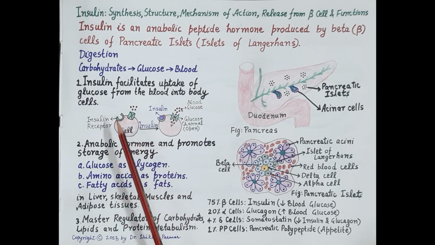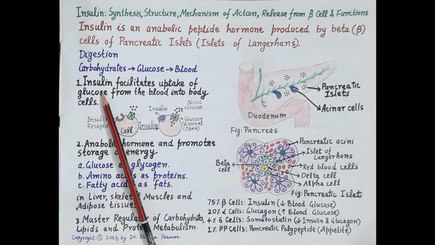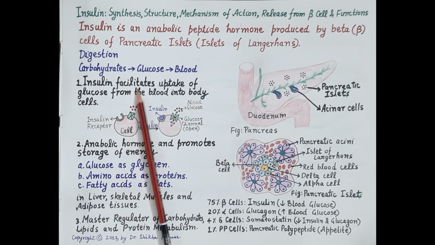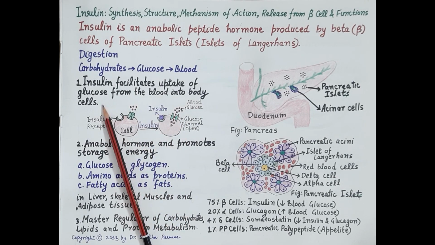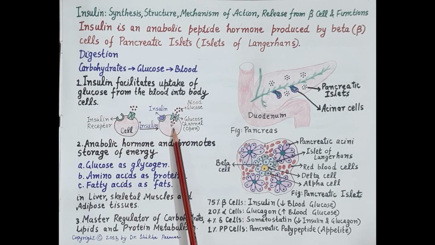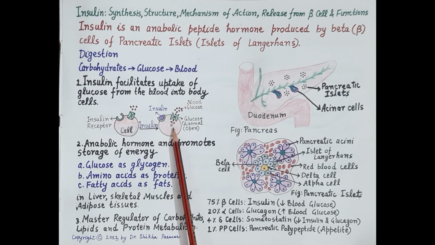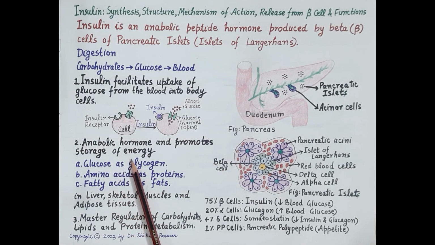So, the most important function of insulin is to facilitate uptake of glucose from the blood into the body cells. And this glucose is utilized by the cells to produce energy. Insulin also promotes storage of energy in the form of glycogen, proteins, and fats.